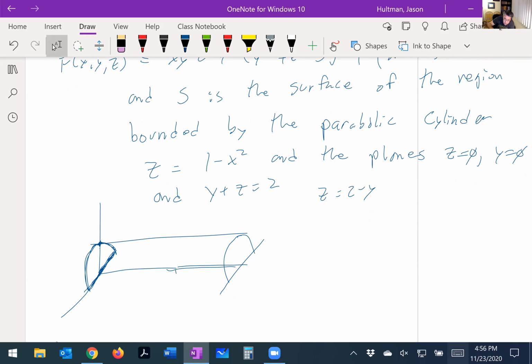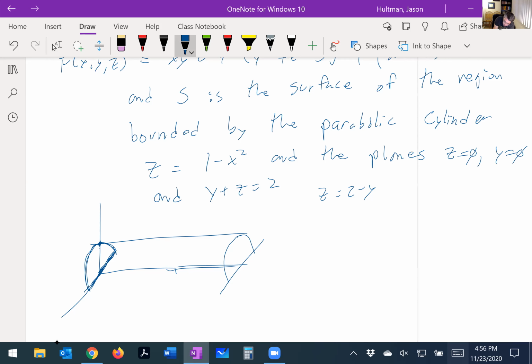So x can be anything I want it to be. Okay, nice. X can be anything I want it to be. But this is the plane. The plane's going to be in the x direction because x can go anywhere.